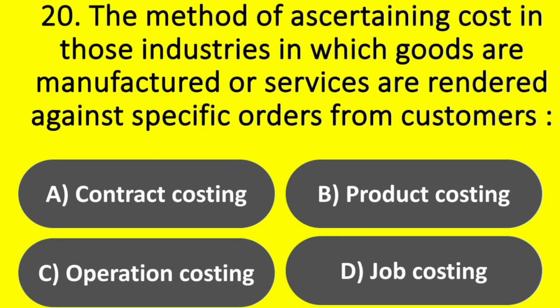The method of ascertaining cost in those industries in which goods are manufactured or services are rendered against specific orders from customers. Option A, contract costing. Option B, product costing. Option C, operation costing. Option D, job costing. Answer option D, job costing.